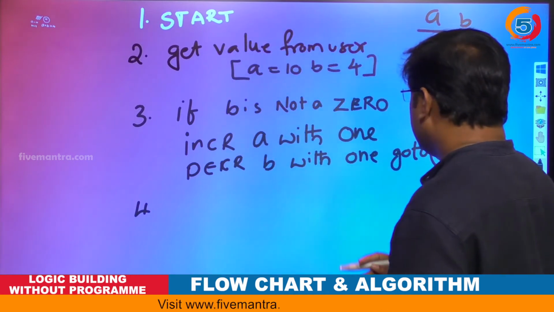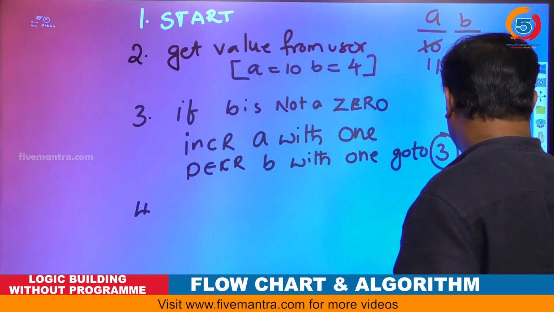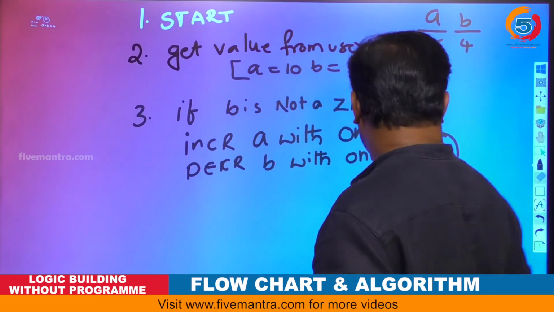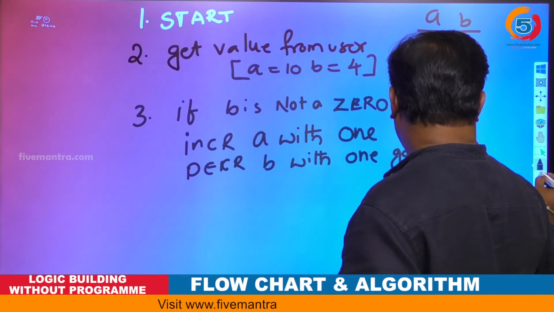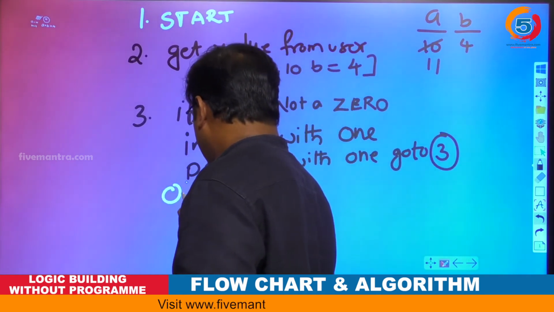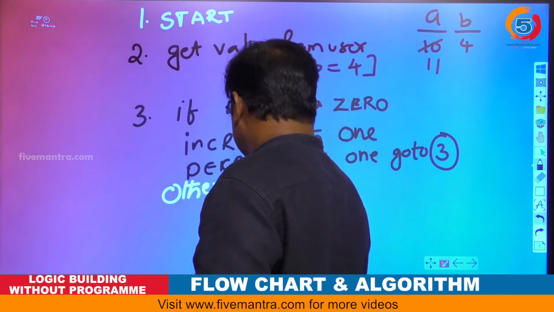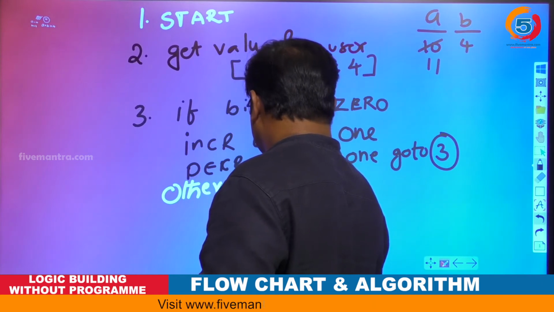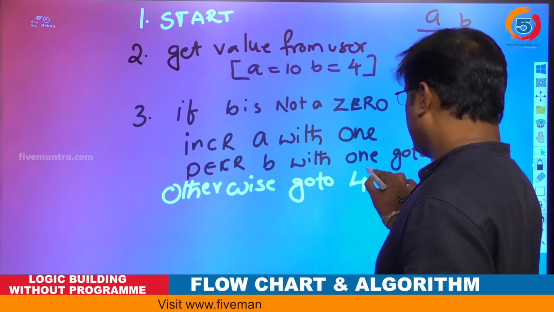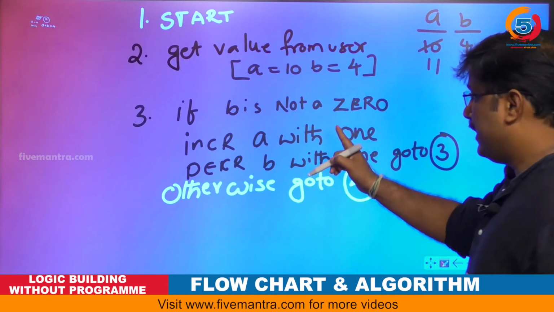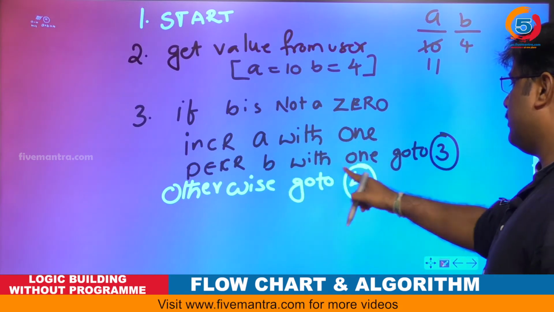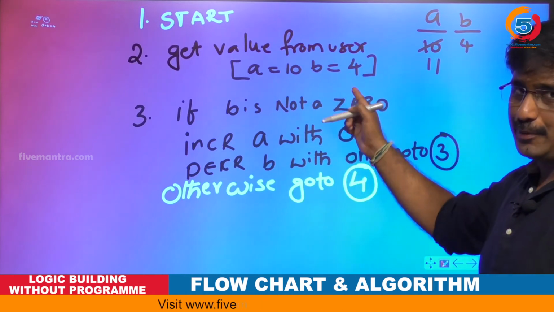Before that, if it is a 0, what it has to do? That we have to give the clear idea, right? Otherwise, this is the important one. What we have to do? Otherwise, go to which place? It is the fourth. Okay. When b is not a 0, increment a with the 1 and decrement b with the 1 and go to 3. It is a continuous process.